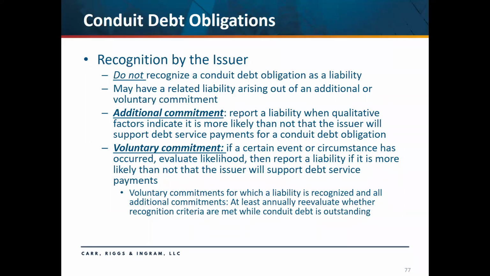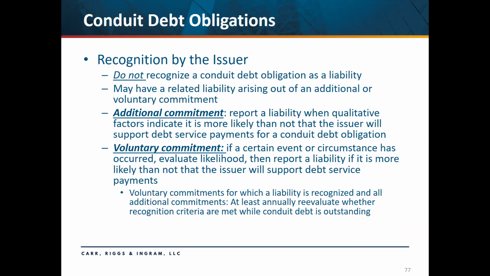So if it's conduit debt, it's not really debt of the organization itself, and so you don't recognize it as a liability itself. Now, you may have a related liability arising out of some of those additional or voluntary commitments. So if you've got this additional commitment, you're going to report a liability when the qualitative factors indicate that it's more likely than not, the issuer is going to support the debt service payments for that obligation.